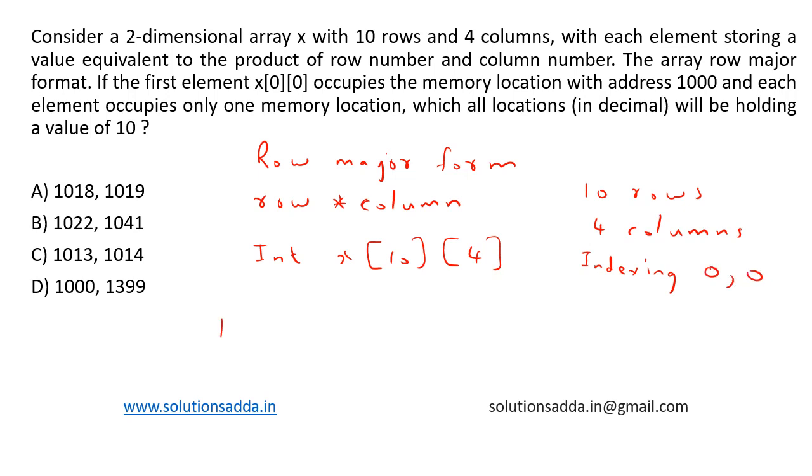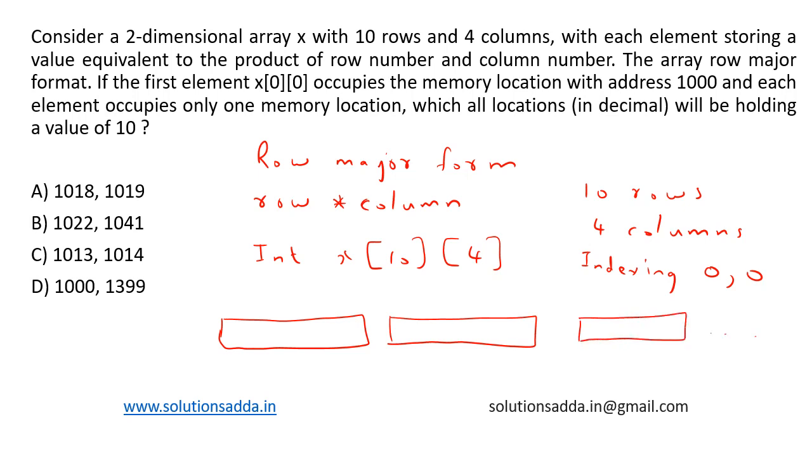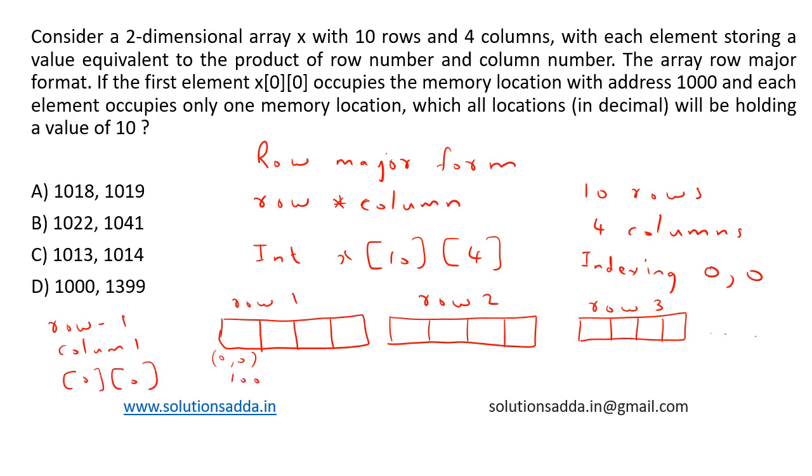So first row would be stored here, and subsequently second row, subsequently third row, and so on. So row 1, row 2, row 3, etc. And we have 4 columns, 1, 2, 3, 4. Here also 1, 2, 3, 4, 1, 2, 3, 4. This index would be 0, 0, because indexing starts at 0. So for row 1, column 1, indexing is at 0, 0. This is the important point, and this memory location would be 1000.